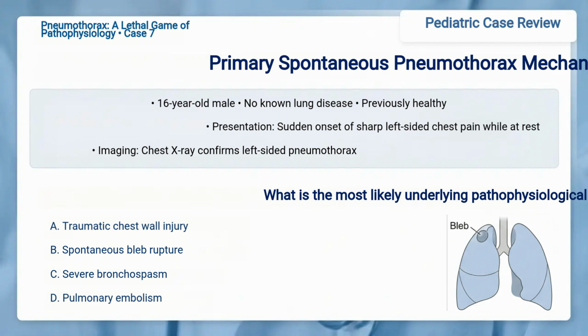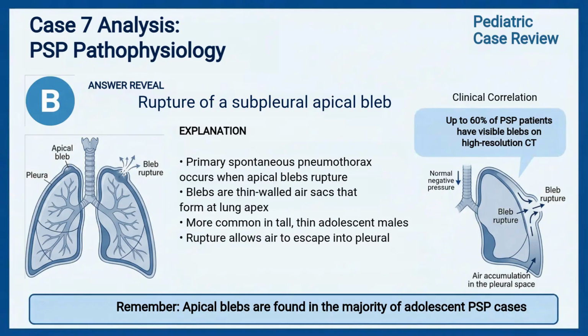Option A. Traumatic chest wall injury. Option B. Spontaneous bleb rupture. Option C. Severe bronchospasm. Option D. Pulmonary embolism. The correct answer is option B. Spontaneous bleb rupture, specifically rupture of a subpleural apical bleb.